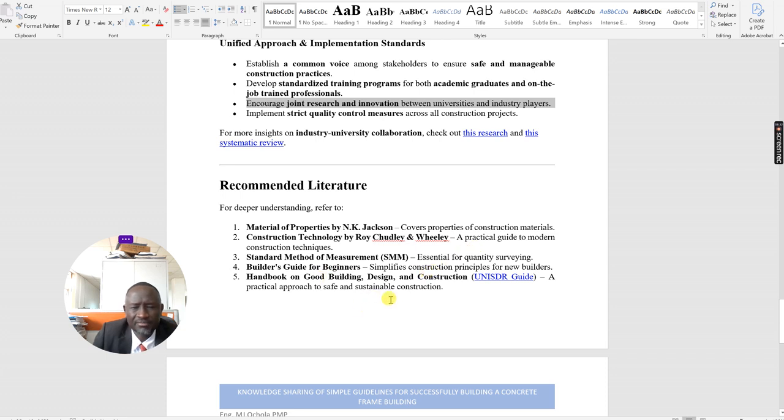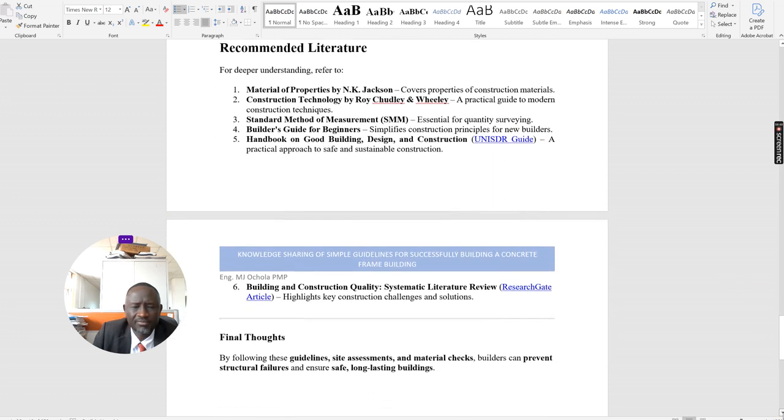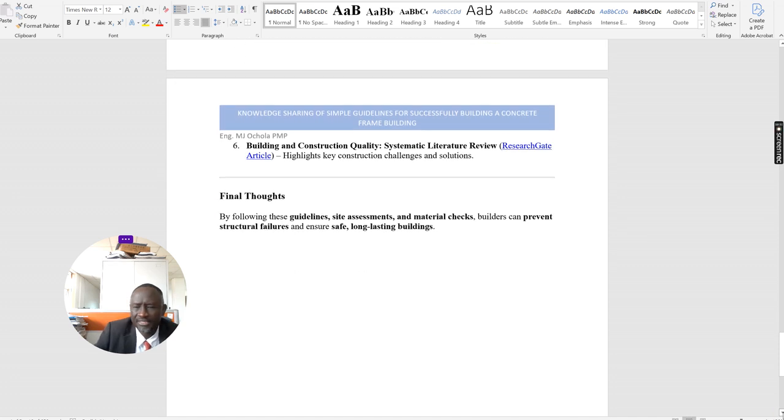We have Standard Method of Measurement, essential for quantity surveying. We have Builder's Guide for Beginners, simplified construction principles for new builders. We have Handbook on Good Building, Design and Construction. So these are some of the literature that our youngsters can read and follow these industry practices to ensure we limit the collapse of buildings or abandoning buildings because the buildings have been condemned before even taking over.